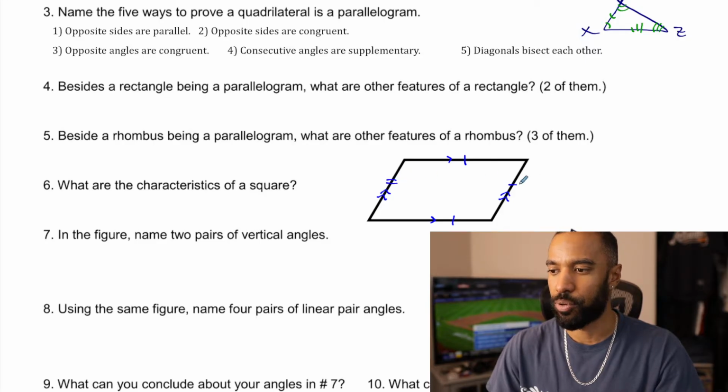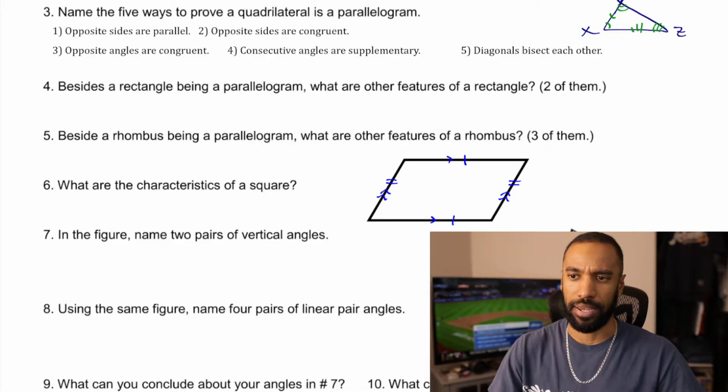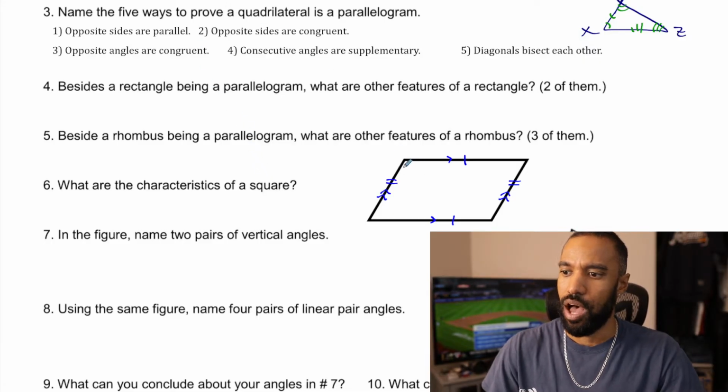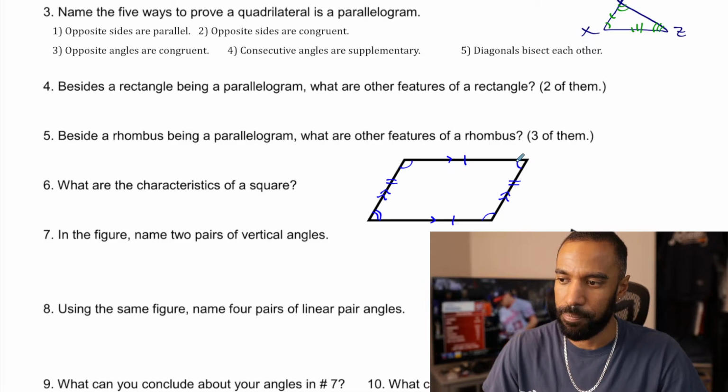Now, you could actually prove this using some congruent triangle bases. I'm not going to do that here. It might show up in these later. Congruent triangle, CPCTC, all that stuff. Opposite angles are also congruent. That means this is congruent to this, and then this is congruent to this. You can kind of see it kind of looks like that.